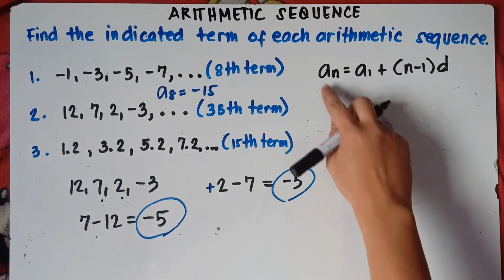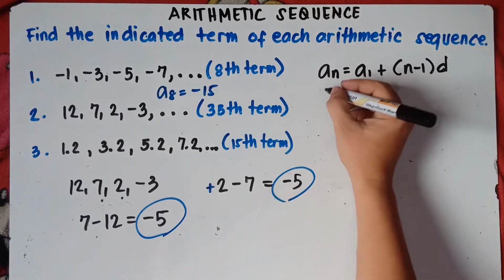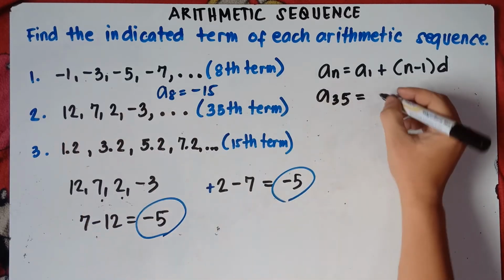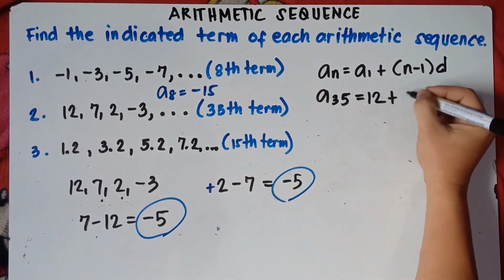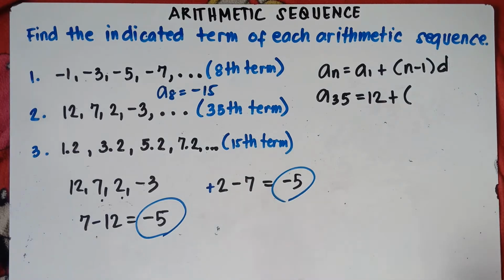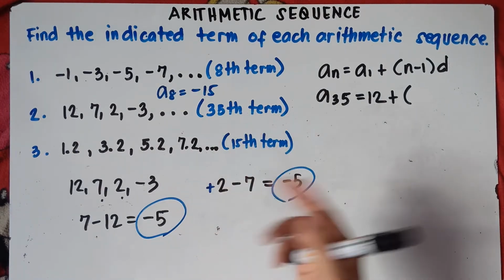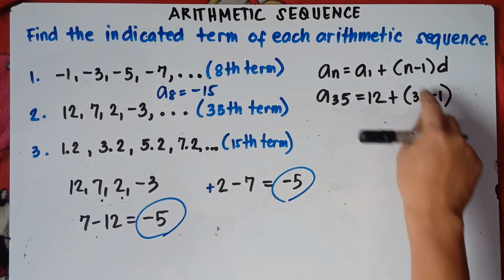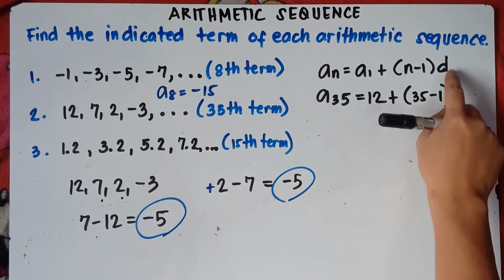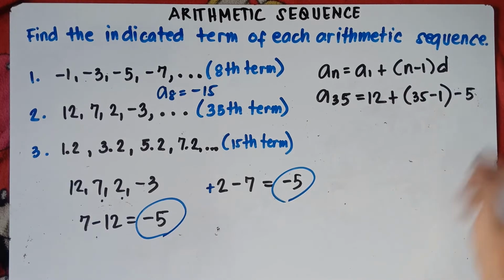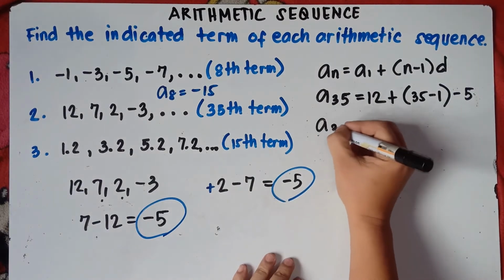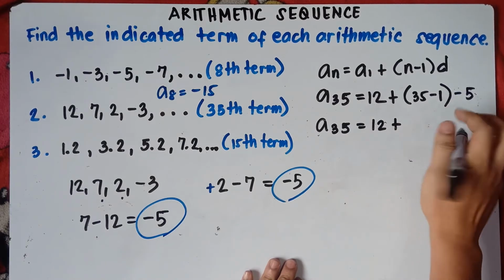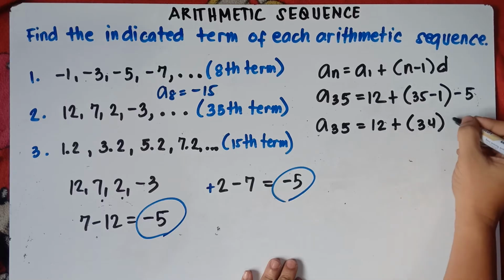So substitute the values since we're looking to find the 35th term. So this will be a sub 35 equals, first term is 12, plus, and n is the number of terms. Since you are looking for the 35th term, therefore you have 35 terms, 35 minus 1. And your common difference is negative 5. So this will be a sub 35 equals 12 plus 35 minus 1, that's 34, times negative 5.